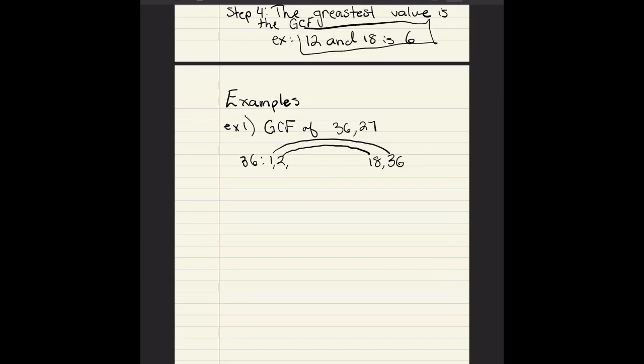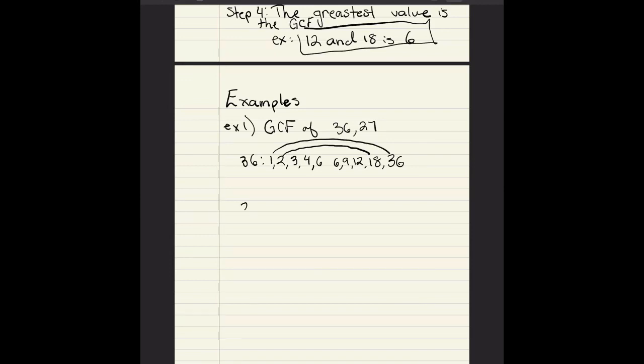Can 3 go into 36? Yeah, 12 times. Can 4 go into 36? Yeah. 4 times 9 is 36. And can 5? Nope. Can 6 go into 36? Yes, it can. 6 times 6 is 36. Can 7? No. Can 8? No. So I'm done with 36.